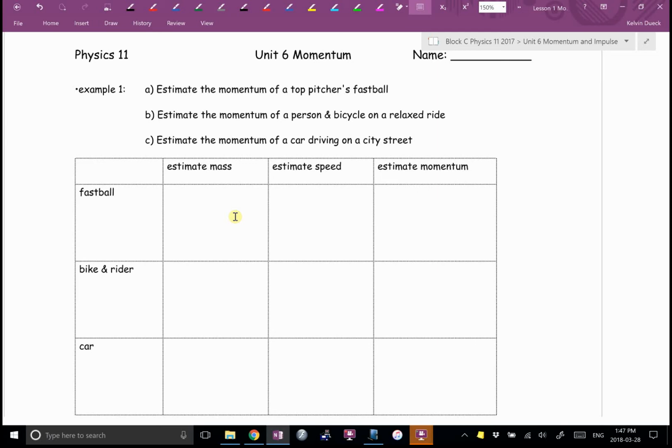Okay, so I'm going to estimate the mass. M equals 0.25 kilograms.